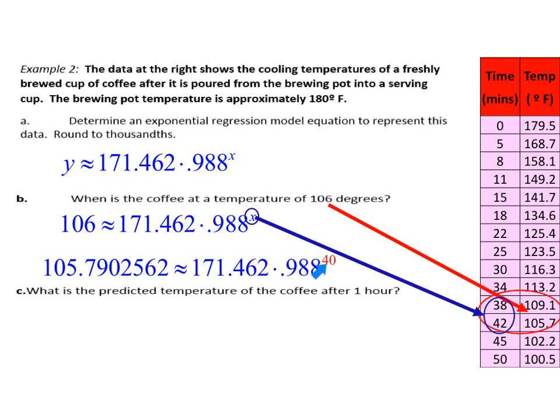So we play around with some numbers and we plug in 40. So in your calculator, you do 171.462 times 0.988 raised to the 40th power. And you're going to get out 105.79. Now you're thinking, oh, could I get closer? Let's see. Why don't you plug in 39 here and see if you get any closer? And I will tell you before you do it that you won't. The next one says, what is the predicted temperature of the coffee after 1 hour? So this is what I want you to do and show your teacher.